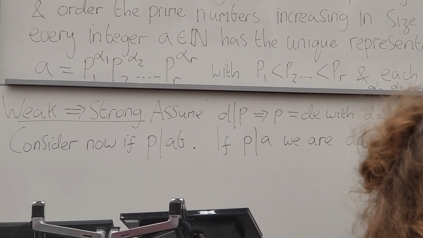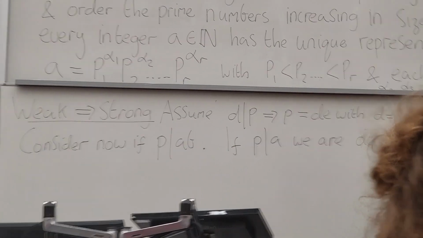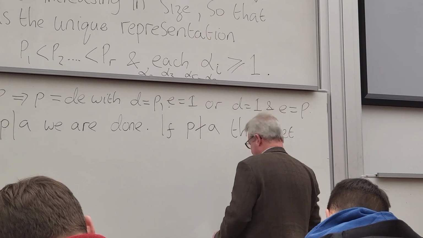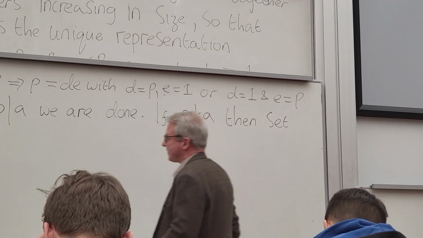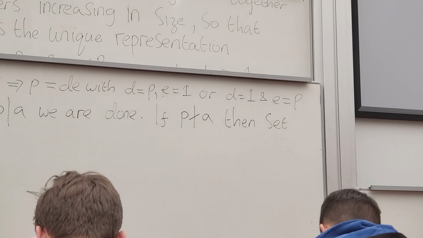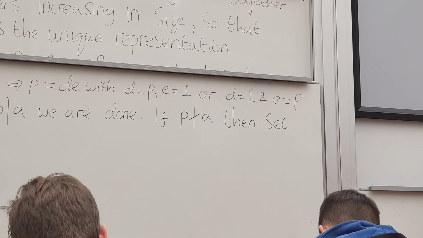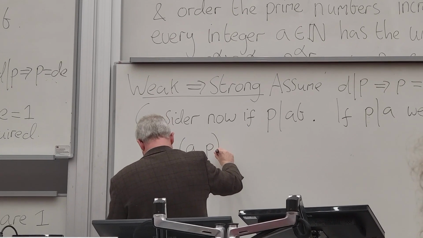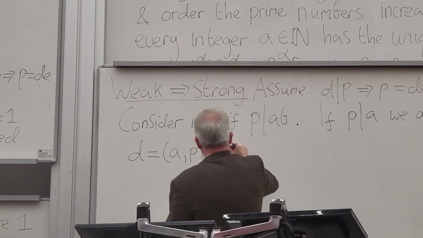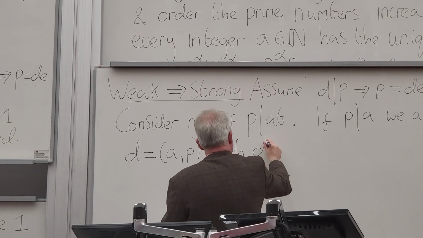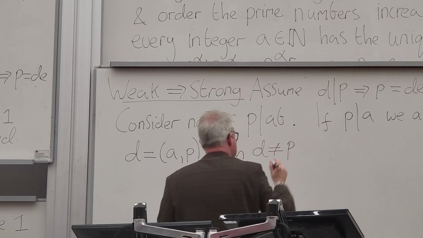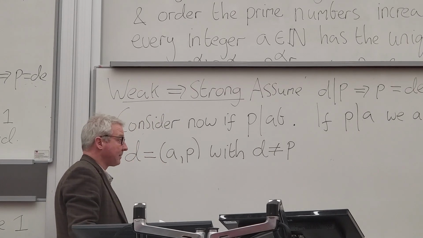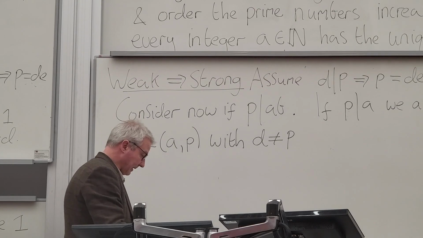If p does not divide a, then set d is the highest common factor of a and p. Okay, and d can't be equal to p. Otherwise, the highest common factor of p and a would be p, and p would divide a.